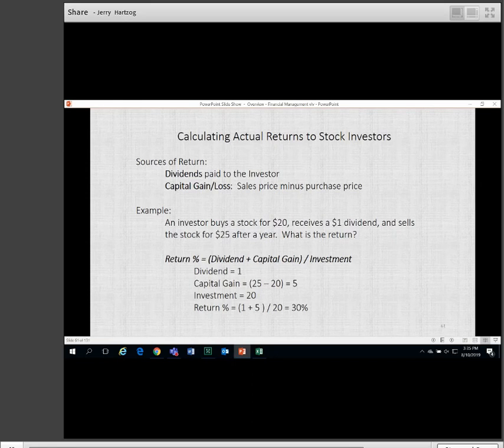An investor buys a stock for $20, receives a $1 dividend, and sells for $25 after a year. What is the return? Well, the two sources of return, dividend, it's $1. The capital gain, they sold it for $25, they bought it for $20, they had a $5 gain. So we have two sources of profit, the dividend, the capital gain. So a total of $6. What was our investment? Well, we invested $20 to buy the stock. So 6 divided by 20 gives us a 30% return on our investment.